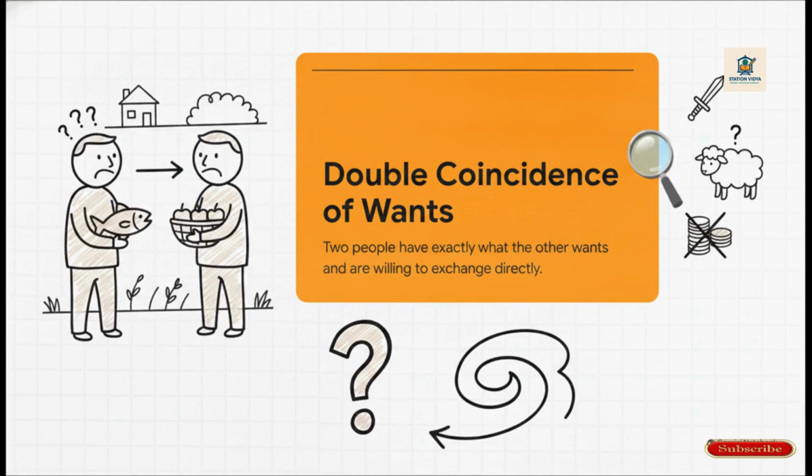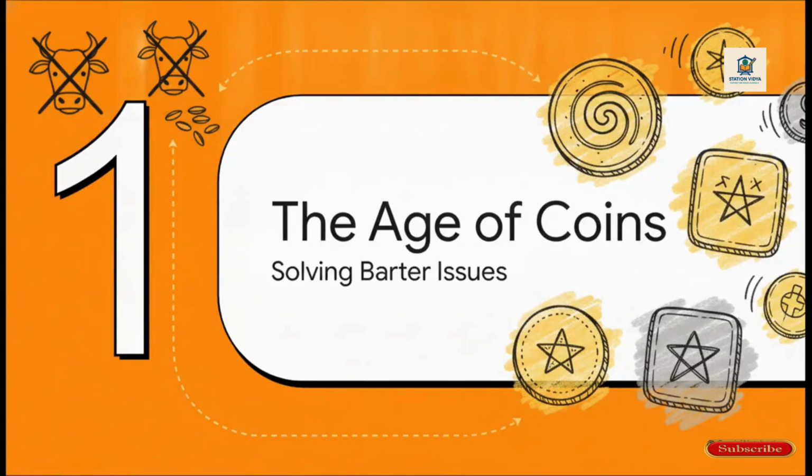It basically means that in a barter system, what a person desires to sell has to be exactly, and I mean exactly, what the other person wishes to buy. Both parties have to perfectly agree on the trade. Finding someone who wants exactly what you have and magically has exactly what you want, yeah, that was the biggest headache of the ancient world. It made trade unbelievably slow and just ridiculously difficult. So, moving on to part one, the age of coins and how we solve those barter issues.